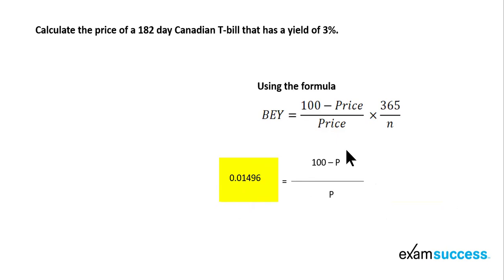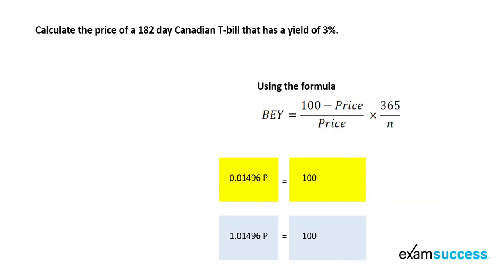So we're going to multiply this side by P. If I multiply by P, that's going to get rid of the P on the bottom here. And we're left with 100 minus P. Well, if I multiply this side of the equal sign by P, I have to multiply this side by P. So P, there it is, multiply by P. Now, the next thing is we're going to have to add P to both sides. If I add P to this side, it's just going to disappear. If I add a P to this side, well, now we've gone from 0.01496P to 1.01496P. We've added 1P, and this is equal to 100.